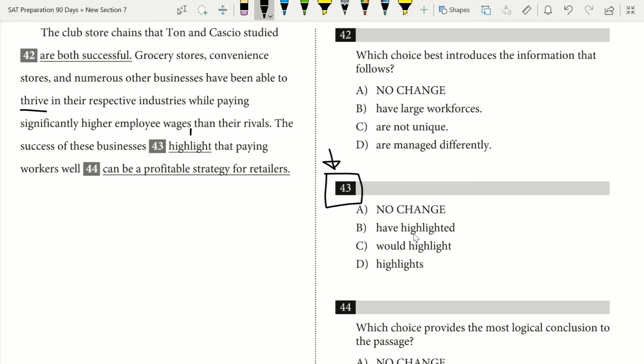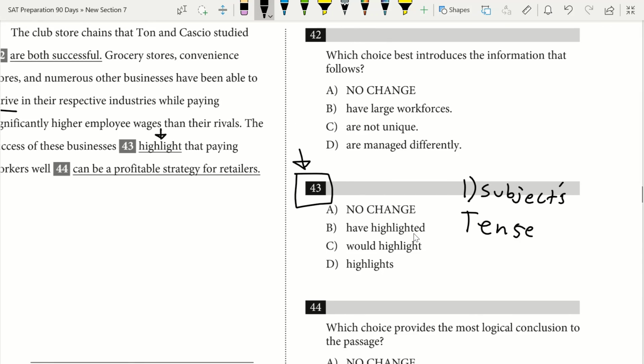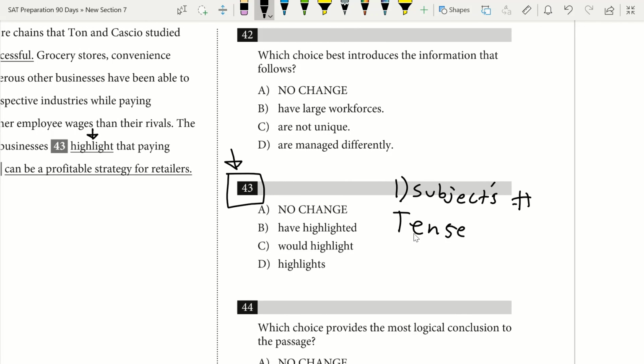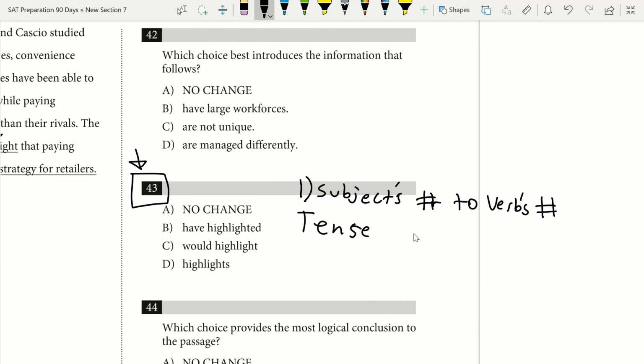Okay, now what I see here is I have a verb in the middle of my sentence. If I have a verb in the middle of my sentence underlined, I'm looking to do two things more than likely. The first thing that I'm looking to do is to match my subject's number to my verb's number. So I want to make sure that if my subject's singular, I need my verb to be singular.